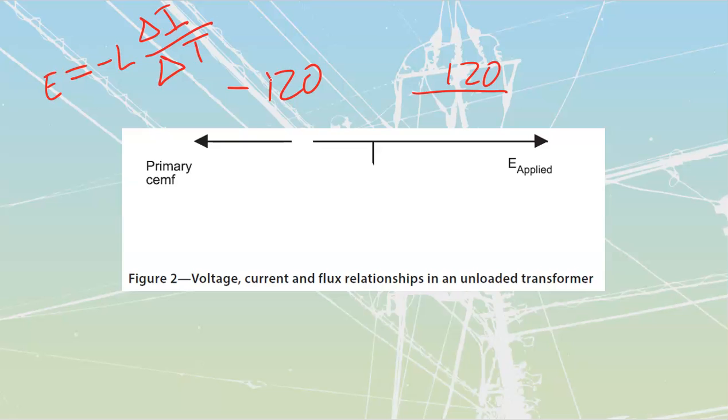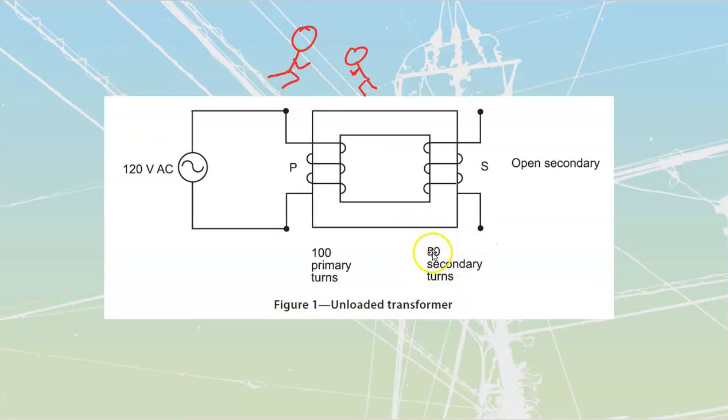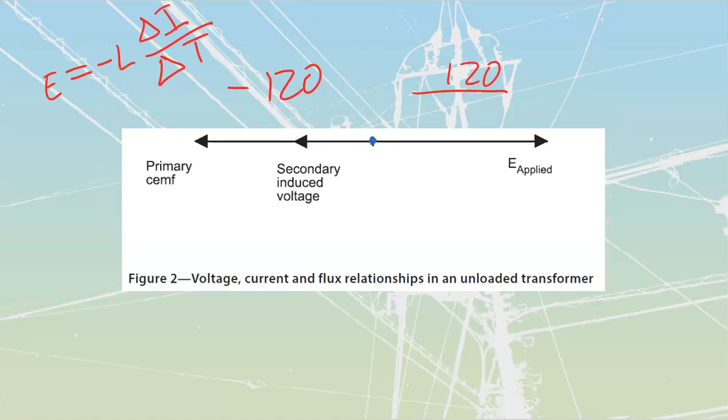Our primary counter EMF is going to be in the same direction as my secondary induced value of voltage. So my secondary induced value of voltage is going to be drawn from the origin in the same direction. In this case, they're showing us on the transformer here that it's going to be half the volts, right? Because we've got half the turns, 100 turns, 50 turns. We get half the volts out of this one because of the half the turns. So I'm going to go and have this one just superimposed over top of here.